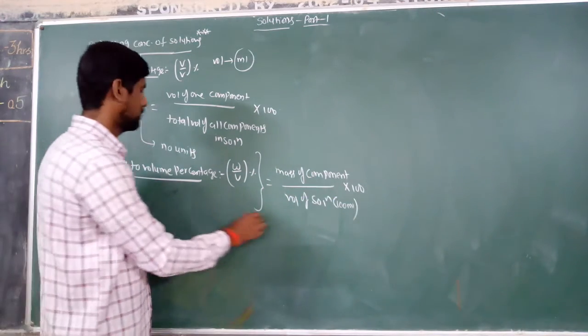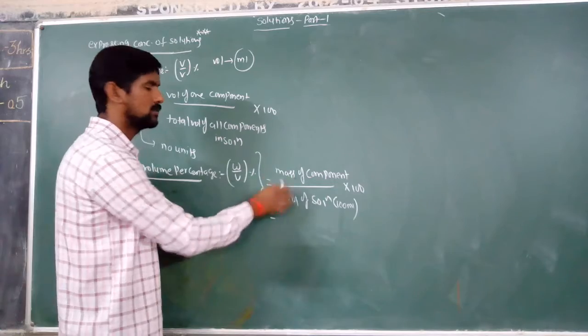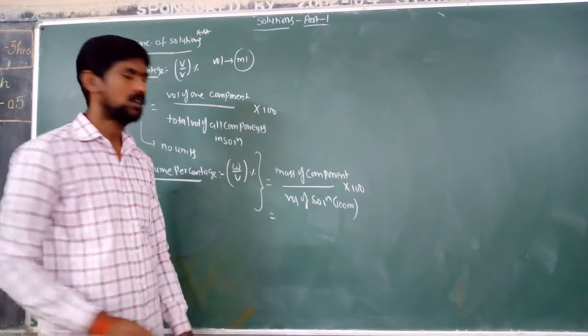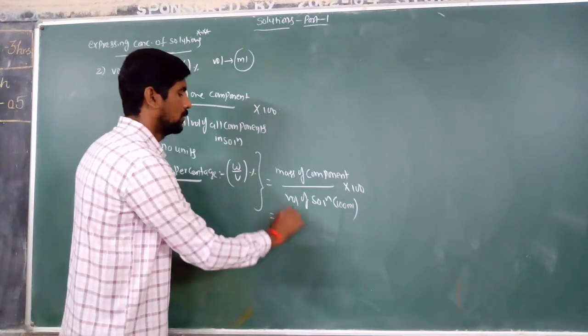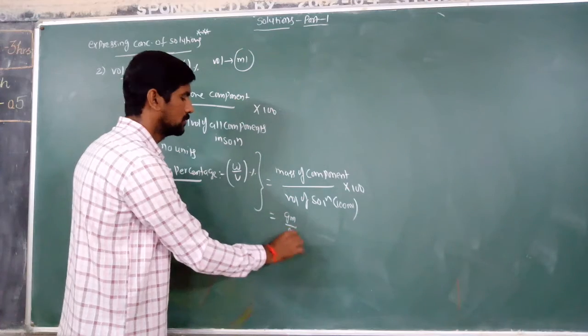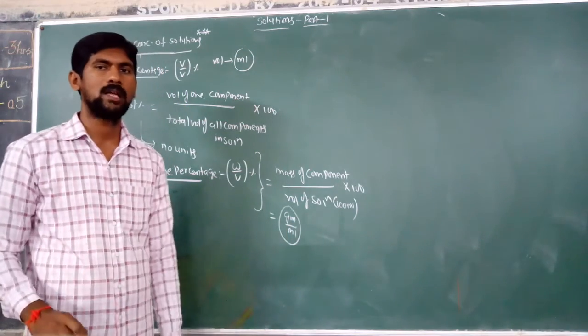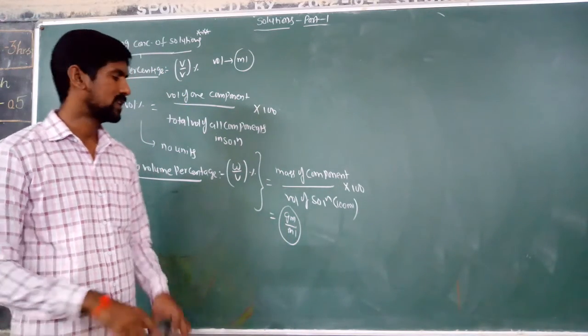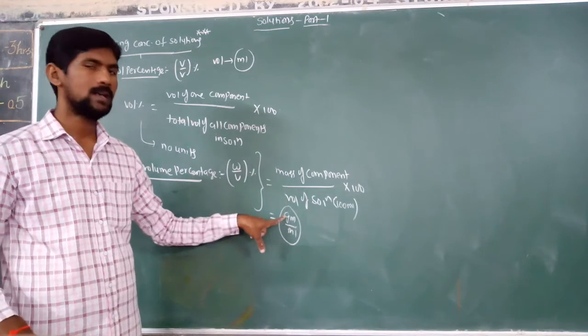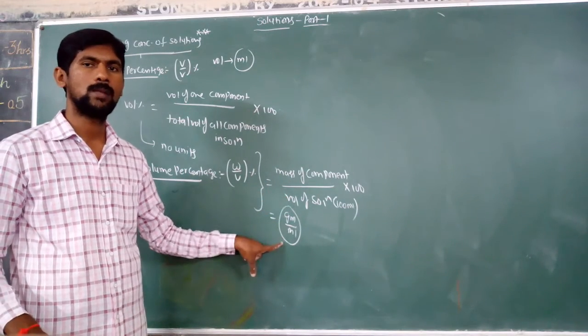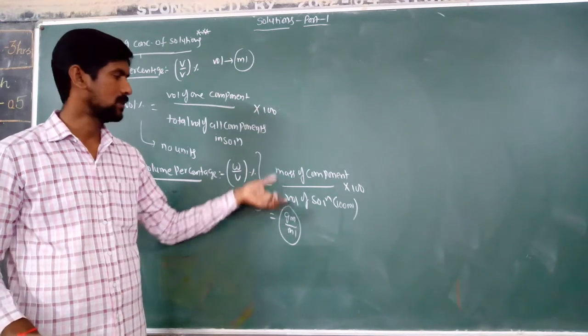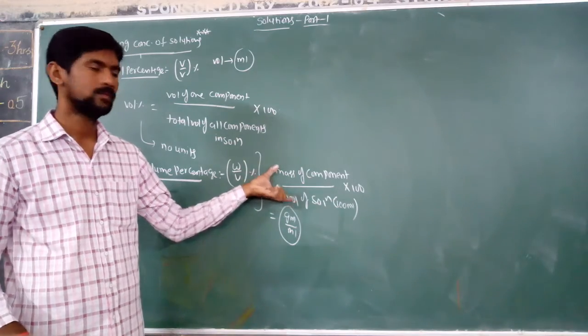What is the unit of mass to volume percentage? What is the unit of mass? Grams. What is the unit of volume? ml. So gram per ml. The unit of mass to volume percentage is gram per ml. This is the mass to volume percentage.